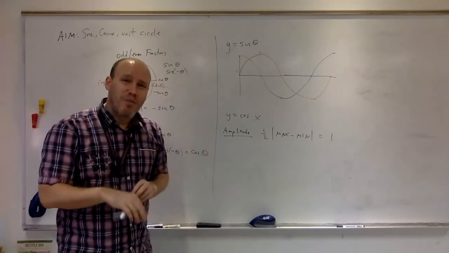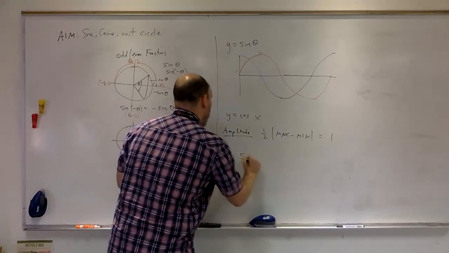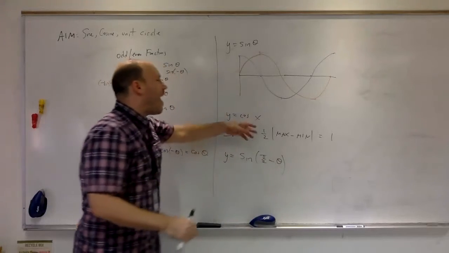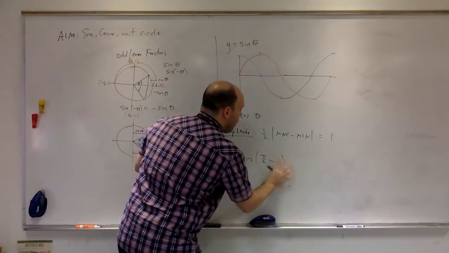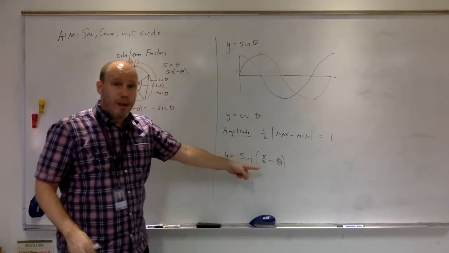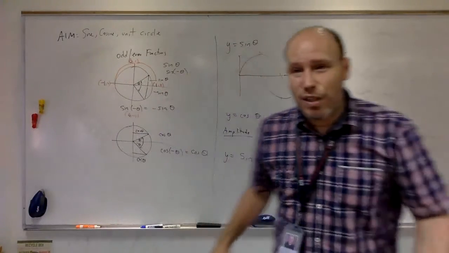Well, let's bring in the transformations unit to finish this off. Let's look at y equals sine of pi over 2 minus theta. I should use theta, I'm sorry. So you might say, Mr. Adler, this kind of looks like a transformation, and it is a transformation. So let's figure it out. What's happening to this function?